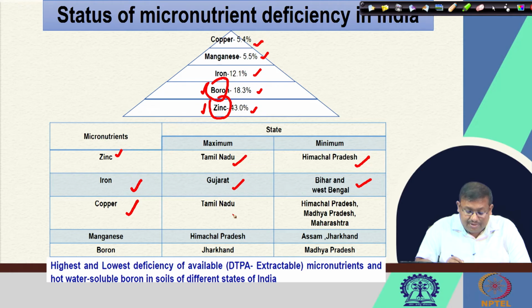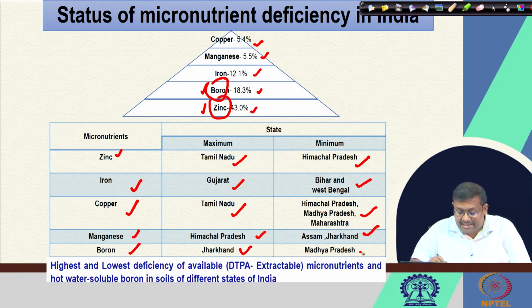In case of copper, we can see highest deficiency in Tamil Nadu and lowest deficiency in Himachal Pradesh, Madhya Pradesh and Maharashtra. In case of manganese, we can see highest deficiency in Himachal Pradesh and lowest deficiency in Assam and Jharkhand. In case of boron, we can see highest deficiency in Jharkhand, however, the lowest deficiency we can see in Madhya Pradesh. So, these are showing the highest and lowest availability of the micronutrients in soil.